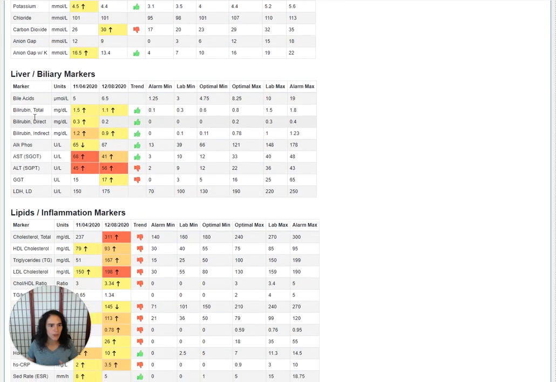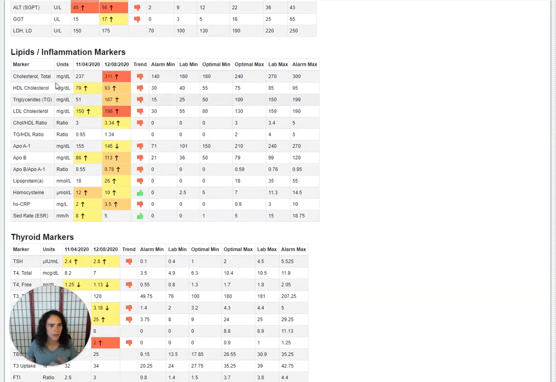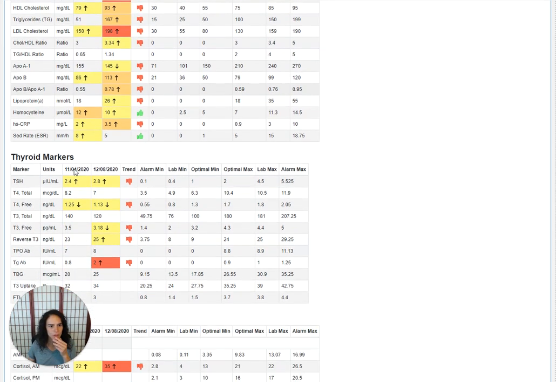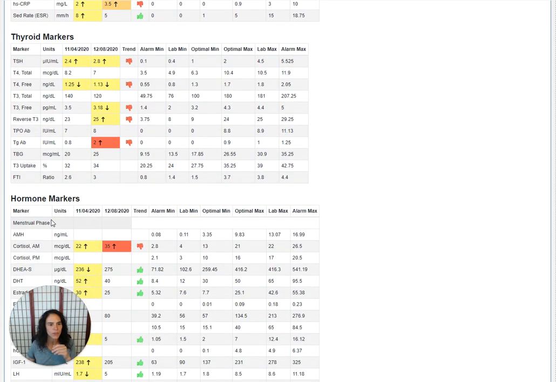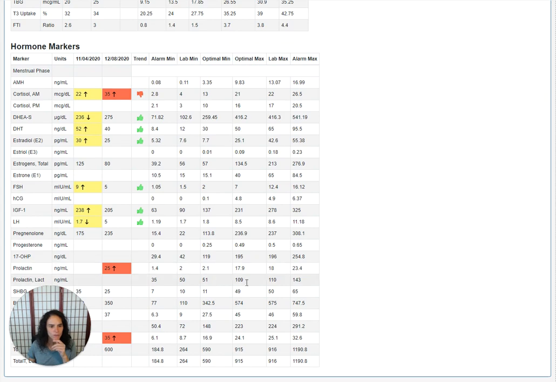So we have electrolyte markers, liver, biliary markers, lipids, inflammation markers. I don't put all the inflammation markers in this section like I do in the bar graphs. I just put the 3 that aren't in any other section, which are homocysteine, CRP, and sed rate. It would have been just too much repetition, and I don't think it was going to fit properly on the PDF on one page. Then they have thyroid markers and the hormone markers.